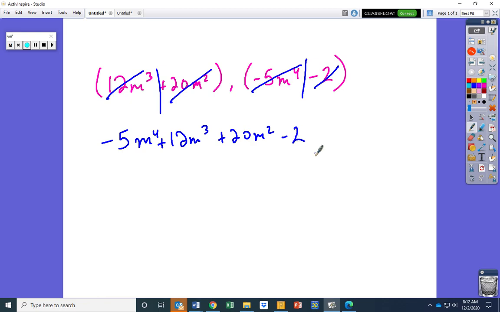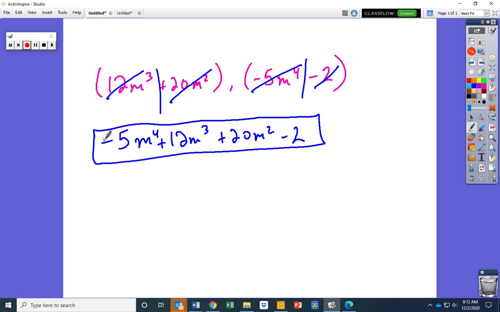Okay, good. How many of you have that for your answer? Okay. And I will put this in a box. This looks extremely complicated, doesn't it? It is not hard, though. This is not difficult.